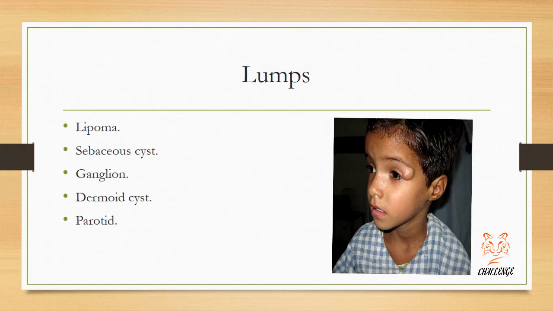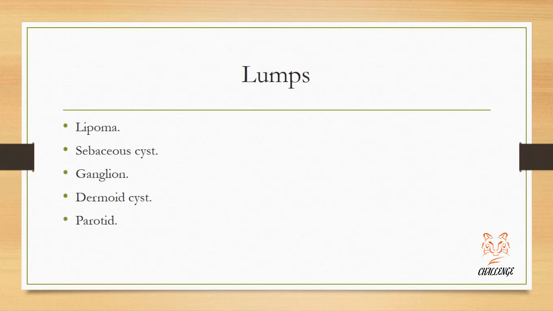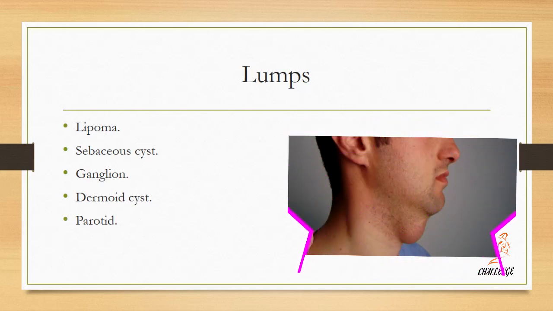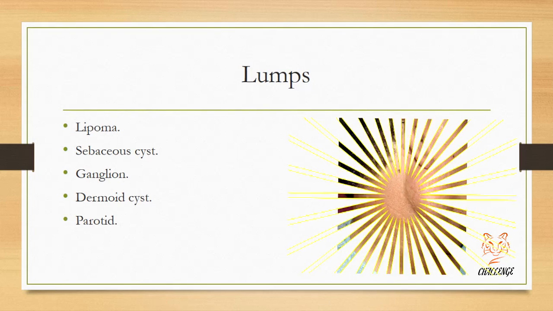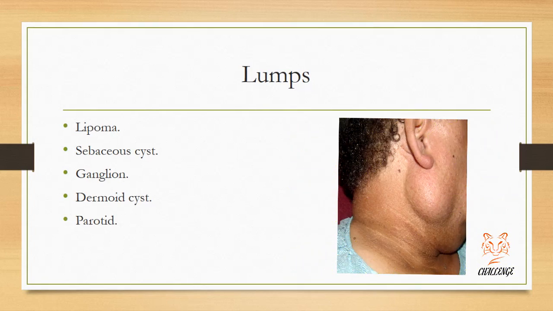The fourth lump is dermoid cyst. This lump is diagnosed by its site. It can be found in the angle of eye or mouth, and in this case it's called external angular dermoid cyst. Also, it can be found in the neck, and in this case it's called midline dermoid cyst. The last swelling that comes in your exam is a parotid swelling. This is a swelling found in the angle of the mandible, which elevates the ear lobule upward and backward.